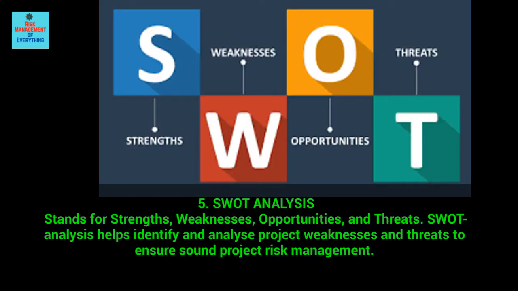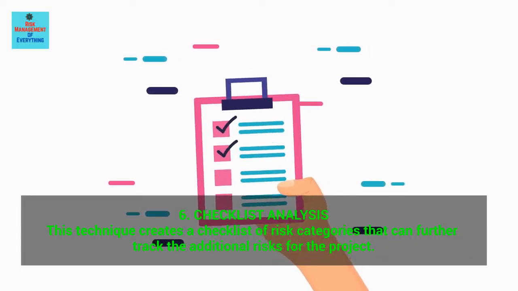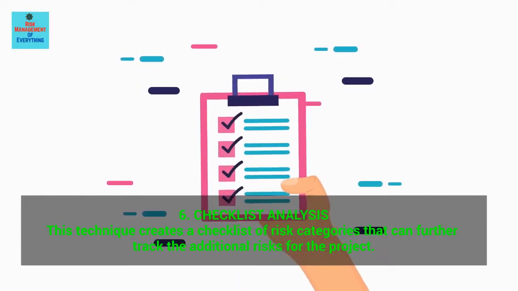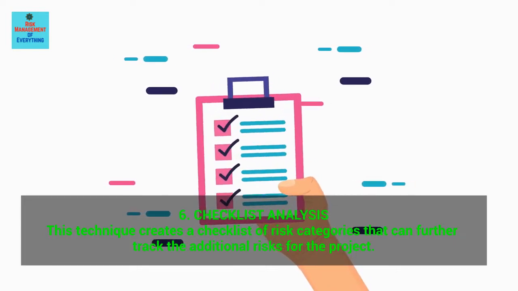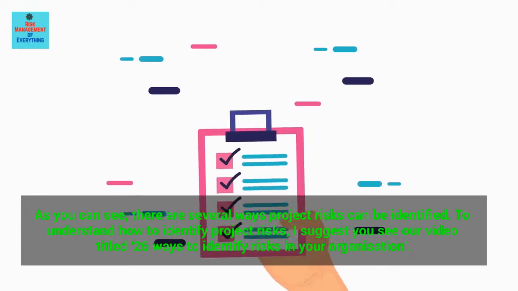SWOT analysis stands for strengths, weaknesses, opportunities, and threats. SWOT analysis helps identify and analyze project weaknesses and threats to ensure sound project risk management. 6. Checklist analysis. This technique creates a checklist of risk categories that can further track the additional risks for the project. As you can see, there are several ways project risks can be identified.